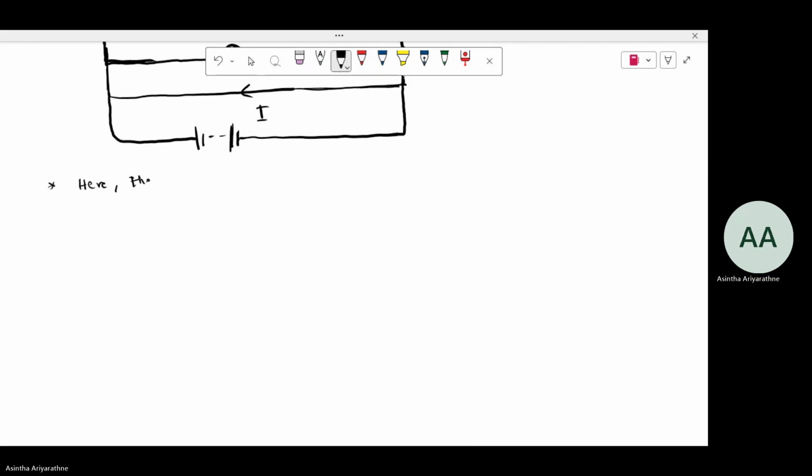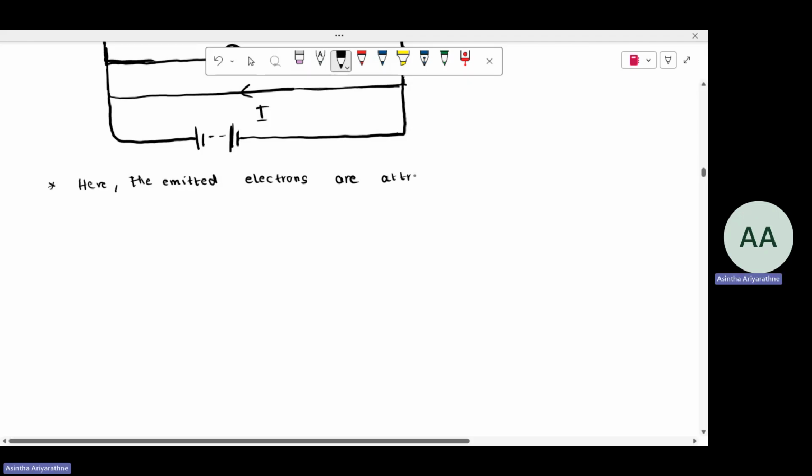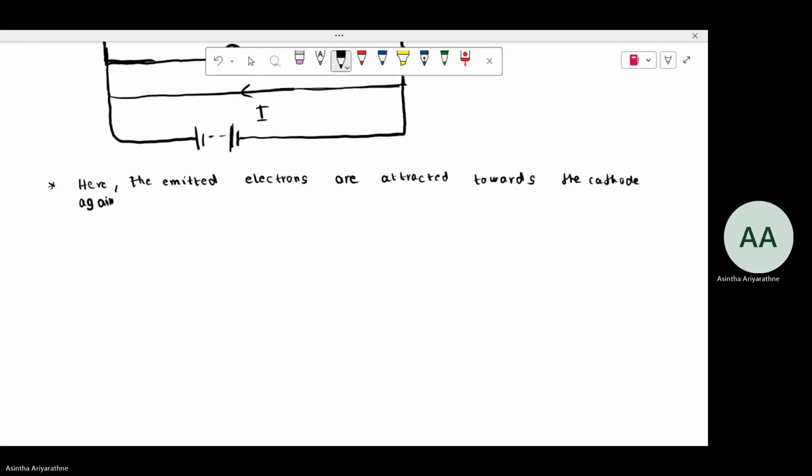Here the emitted electrons are attracted towards the cathode again. So the electrons are decelerated.